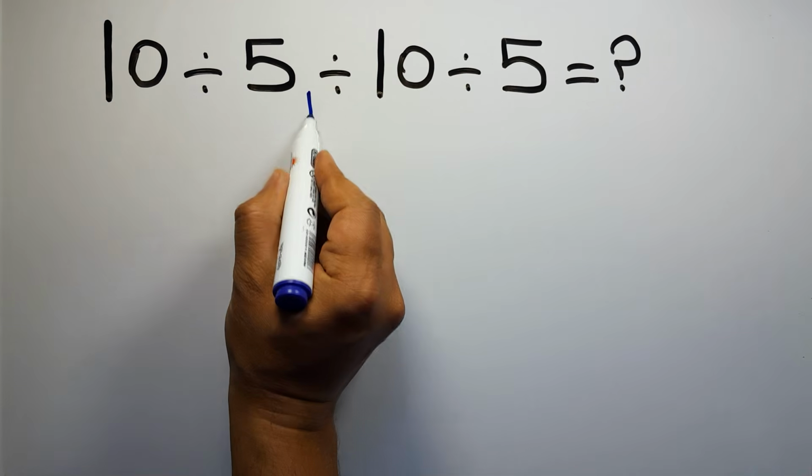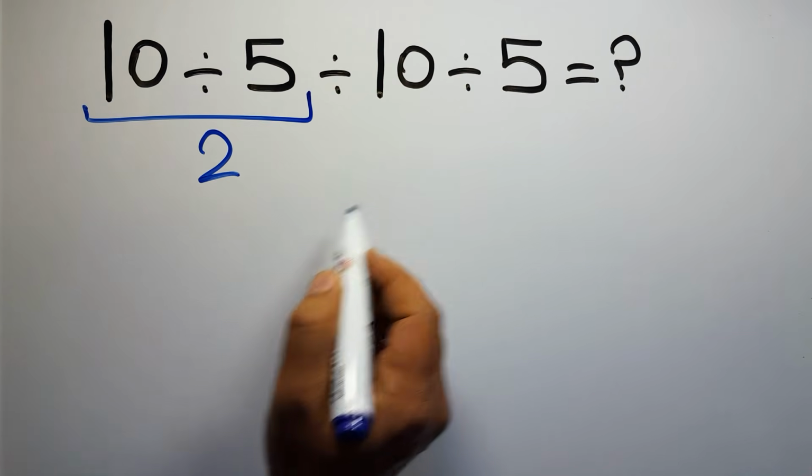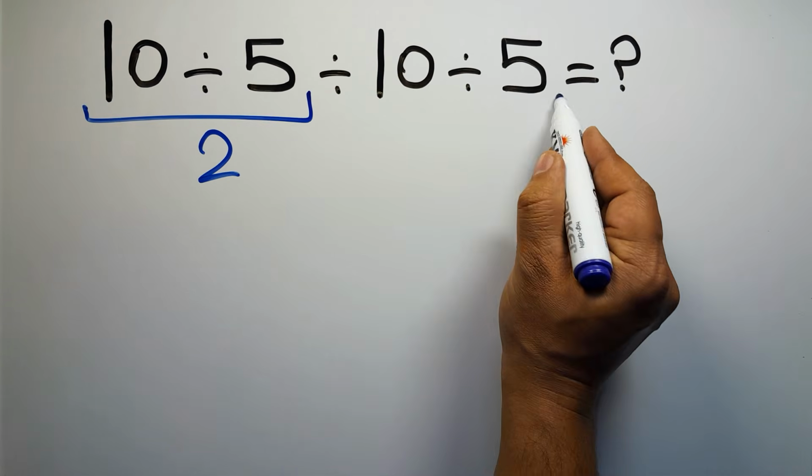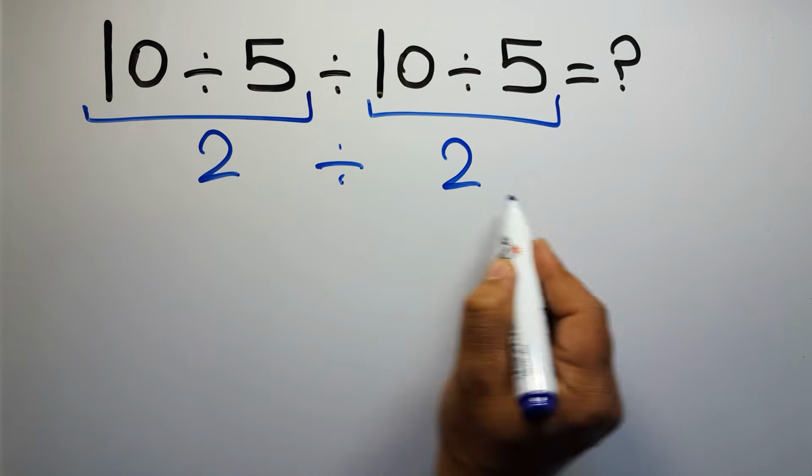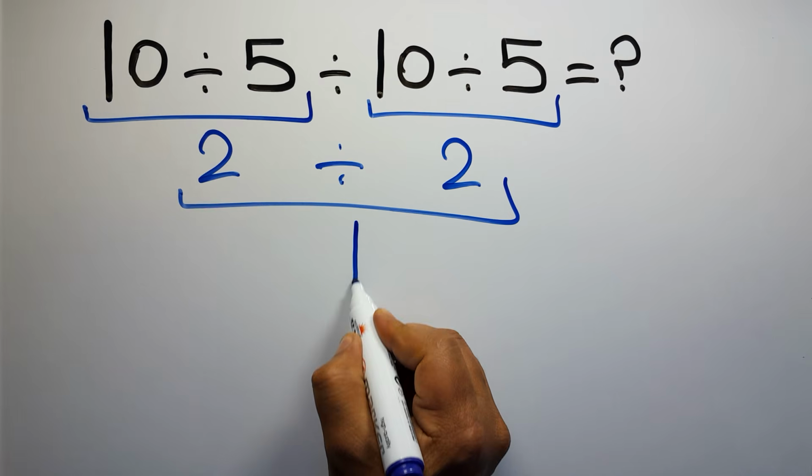10 divided by 5 equals 2. And again here we have 10 divided by 5. So 2 divided by 2 equals 1.